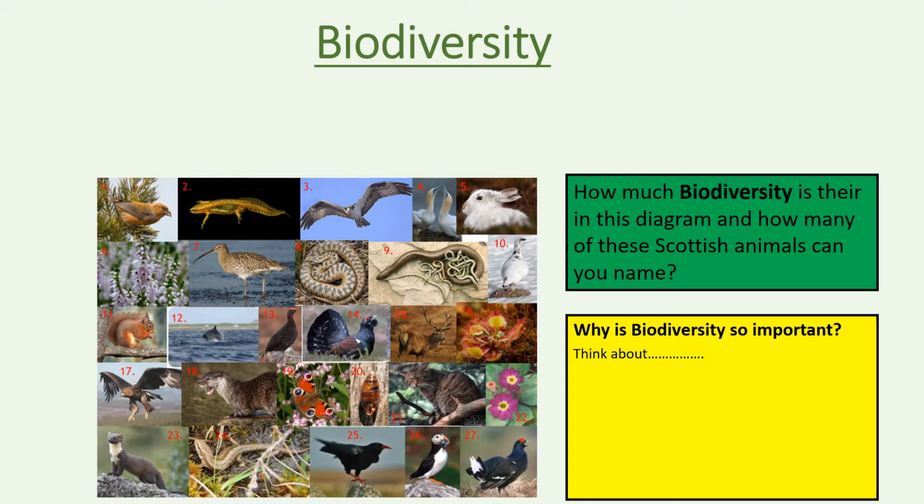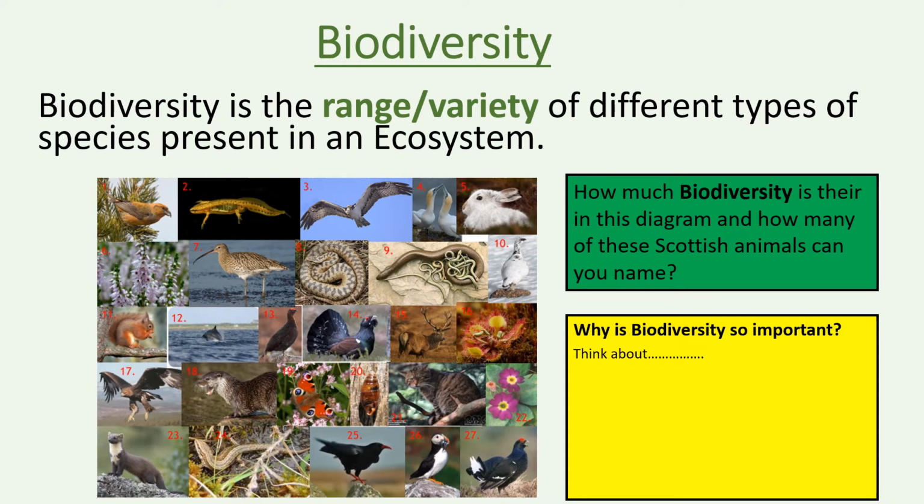Biodiversity is very important, so pause the video and try to write the definition of biodiversity from what we've said so far before I go over the answer. So the answer is that biodiversity is the range or variety of different types of species present in an ecosystem.